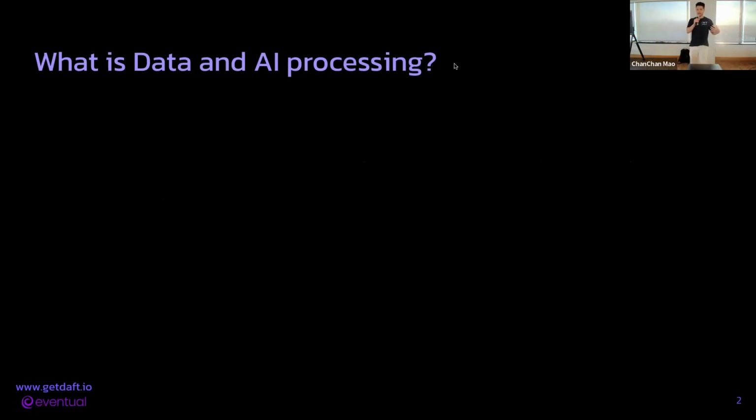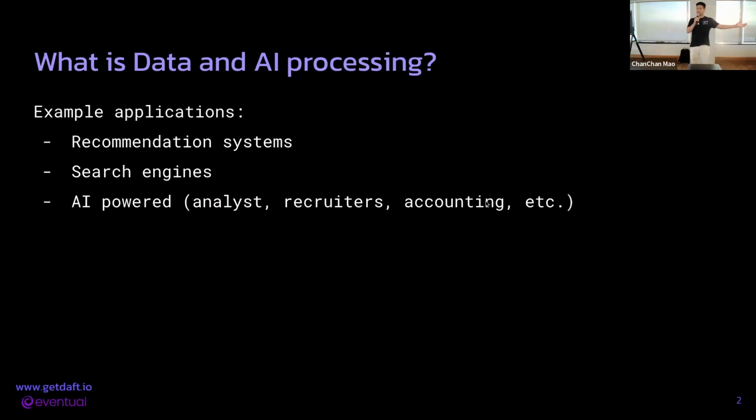What is data and AI processing? Specifically, I want to paint a picture, a frame of thinking of how I'm going to talk about data and AI processing today. I'm going to think of it in terms of the applications of data and AI. What are some example applications of data and AI in the world? For example, we could have recommendation systems like Spotify's music recommender. When you click shuffle, that's a data and AI application. Search engines like Google, that's a data and AI application. And any kind of AI powered analyst, recruiter, accountant, you name it.